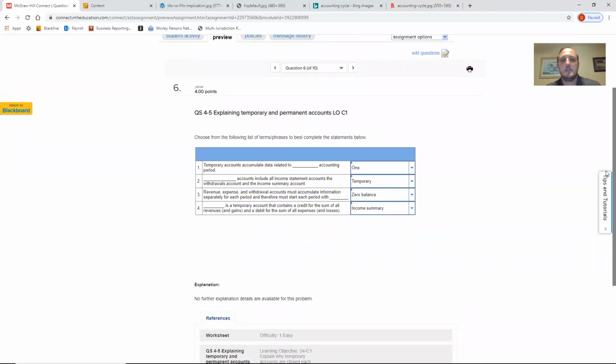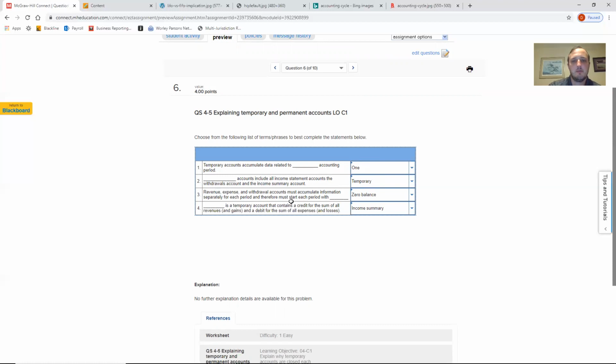So just definitions here. The definition of a temporary account is something we're only using to accumulate the data for one period. Each period we need to close those out, so that way we can go in and see just the transactions for that period. And again, the definition of temporary is any income statement account, any withdrawal account, and the income summary account itself. Those are the listing of temporary accounts.